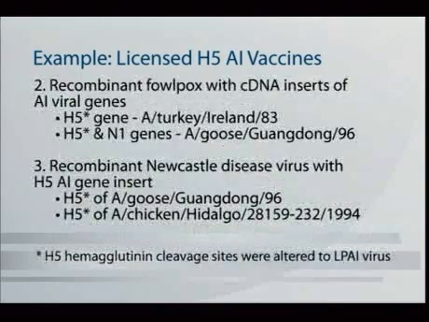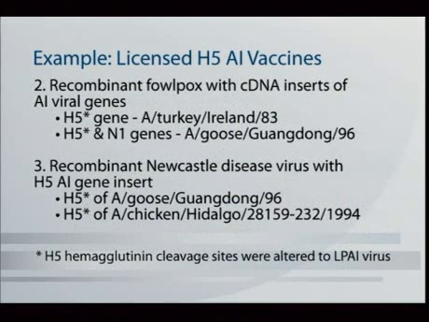Also, there have been recombinant fowlpox viruses licensed. There are two of them that have different hemagglutinin gene inserts. One of them has the hemagglutinin gene alone, from Turkey, Ireland, 83, and the second one contains both the hemagglutinin and the neuraminidase genes from A. goose, Guangdong, 96.